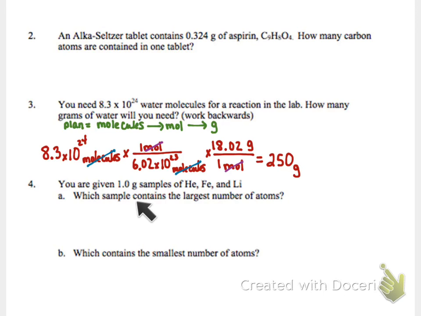So this is the opposite of what we did with SO3. We started with molecules. We divided by molecules per mole, Avogadro's number. That gave us the number of moles, and then we went from moles to grams. So these are strung together in one series of conversions. So moles cancels, and that will give us the number of grams.